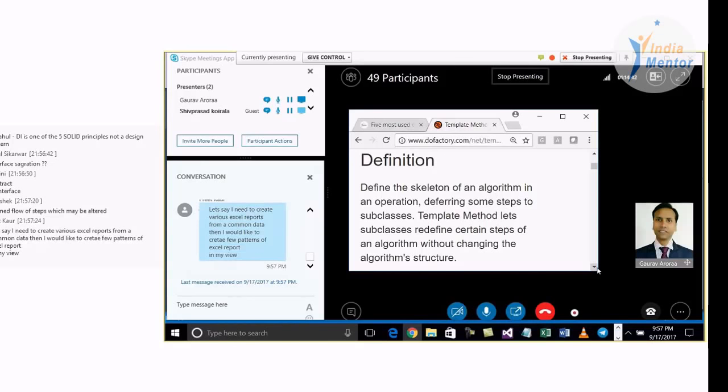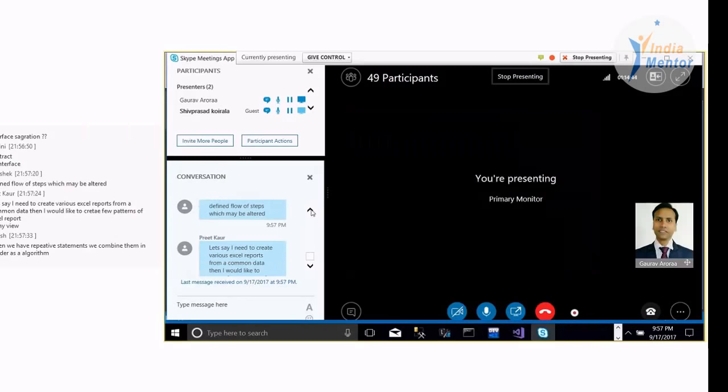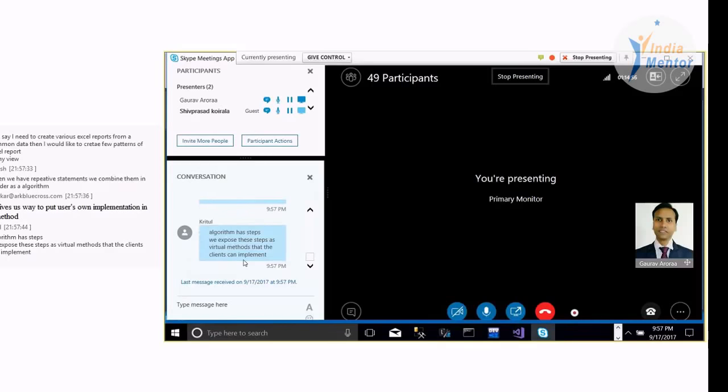I can see that some of those answers, define flow of steps. That's a good one. When we have repetitive statements, we combine them in order as algorithms. Okay. So guys, first thing, don't get confused with algorithm as logic.